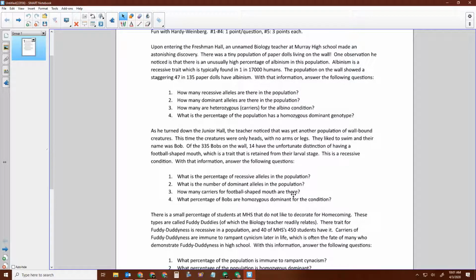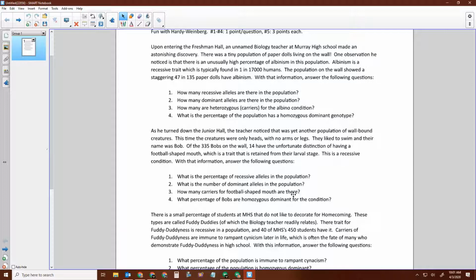Upon entering the freshman hall, an unnamed biology teacher at Murray High School made an astonishing discovery. There was a tiny population of paper dolls living on the wall. One observation he noticed is that there was an unusually high percentage of albinism in the population. Albinism is a recessive trait which is found in 1 in 17,000 humans. So everything I've read up to this point is just filler garbage. The population on the wall showed a staggering 47 in 135 paper dolls have albinism. With that information, answer the following questions.